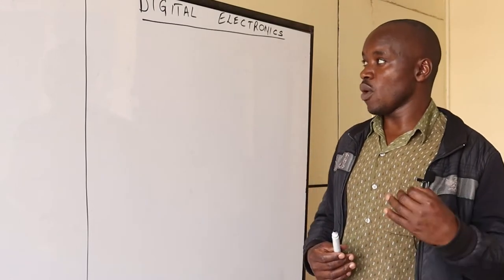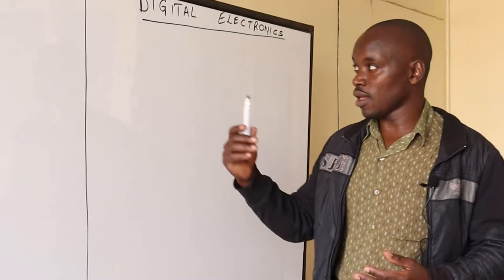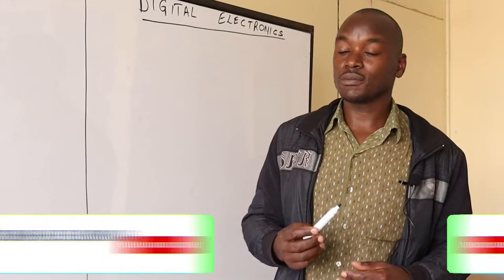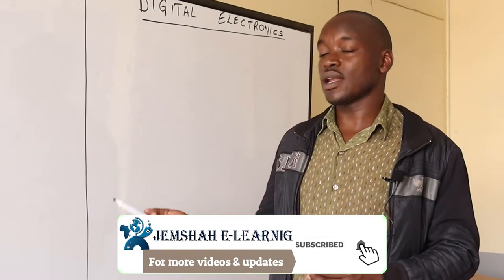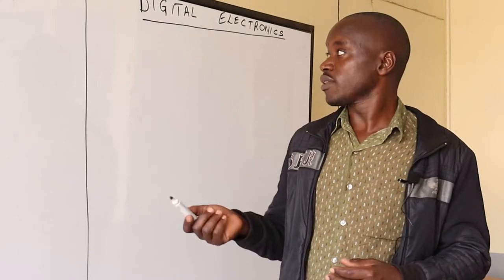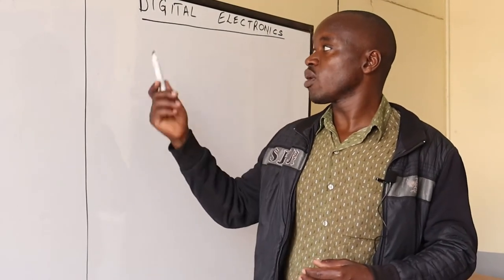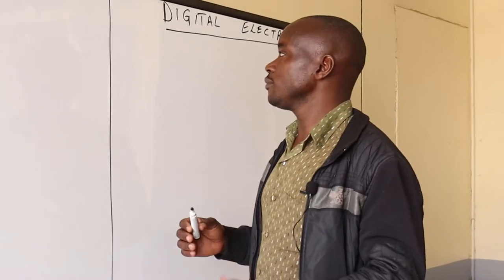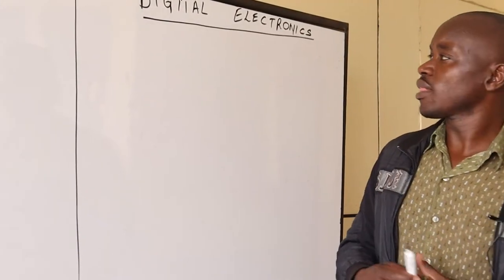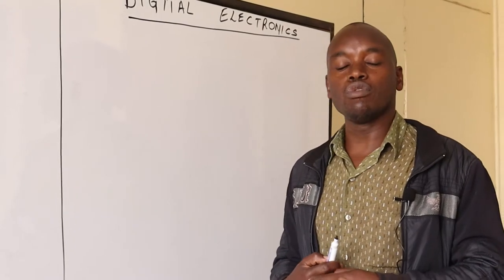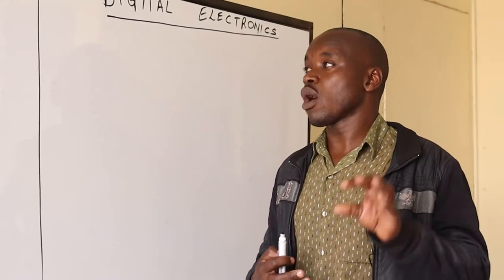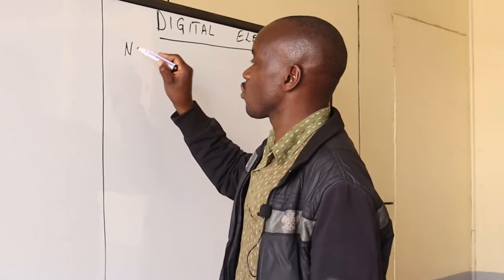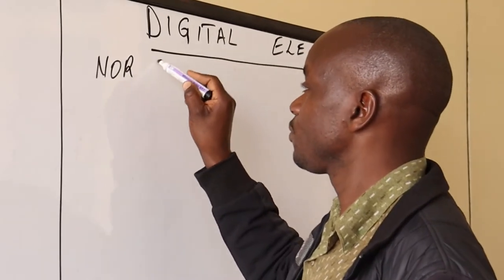So today, I want us to proceed because in the first lesson, we talked about the first gates, which is the NOT gate, the AND gate, the OR gate, and the NAND gate. So today, I want us to talk about the NOR gate. The NOR gate is basically the consequence of inverting the output of an OR gate, which generated a gate referred to as what? NOR gate.